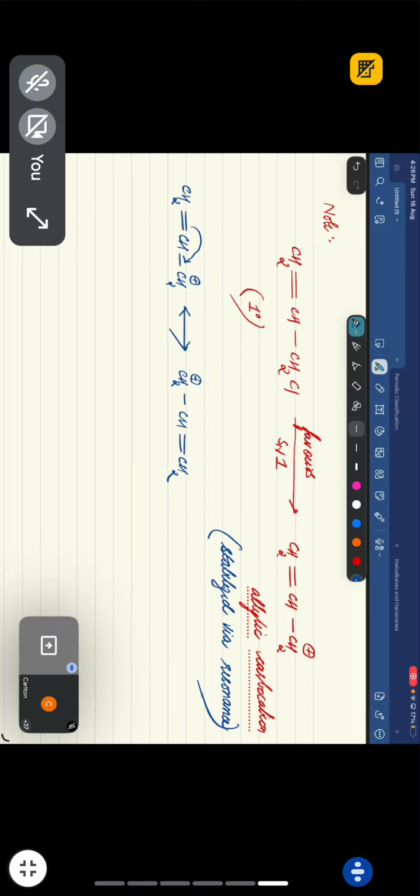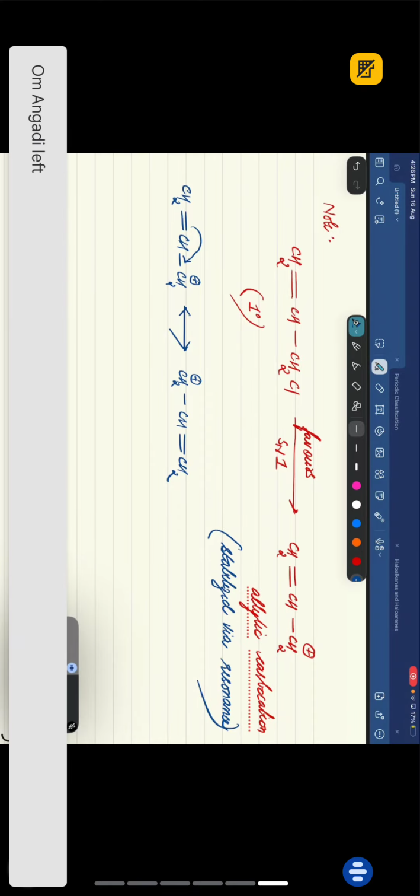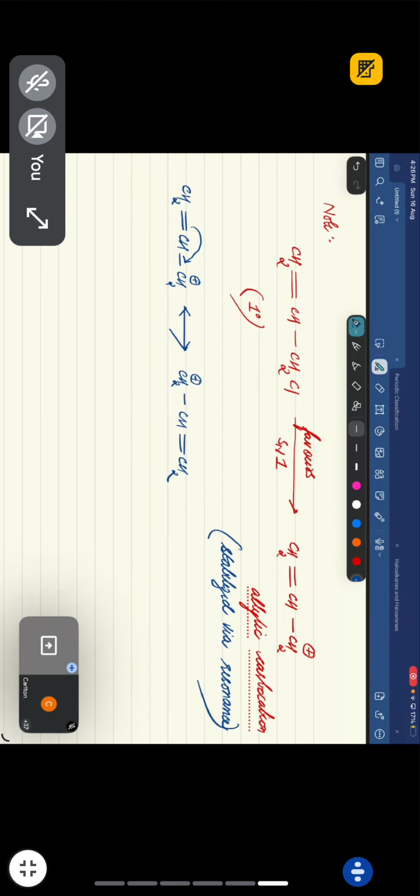What is the order? Why? See, I told you, the more the stability of the carbocation, it will prefer which mechanism? SN1. So even though it is a primary allylic structure, you also have to check it's a very stable carbocation, therefore it favors which mechanism? SN1. Online, any doubts till here?